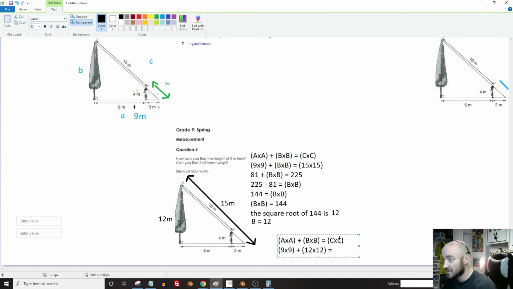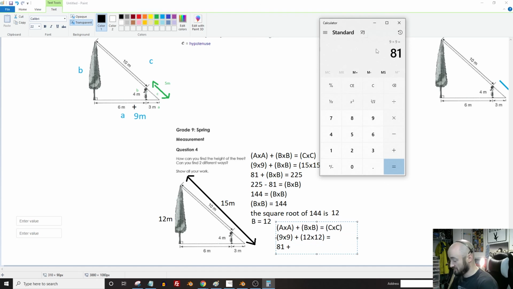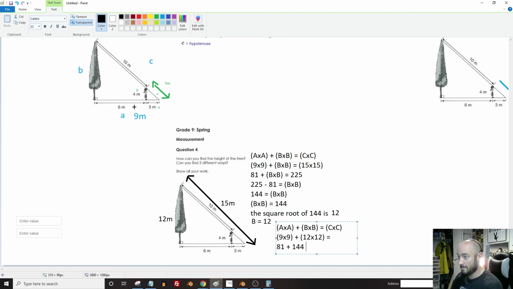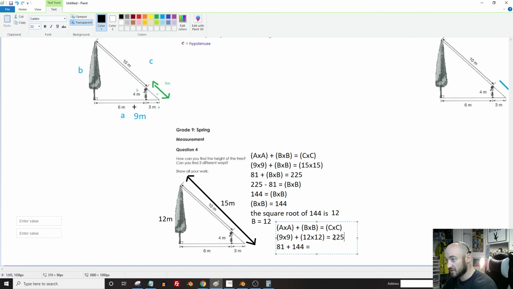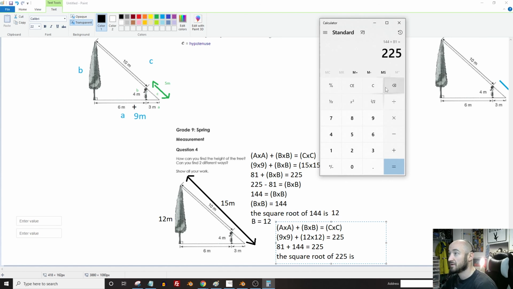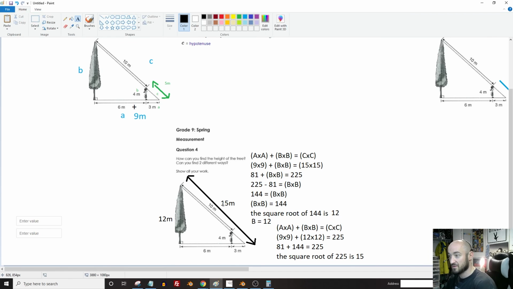So just for demonstration purposes, let's do that. 81 plus, and we did this earlier, 12 times 12, 144, is equal to 144 plus 81, 225. 225, and the square root of 225 is, we square root it, 15. And that confirms our solution.